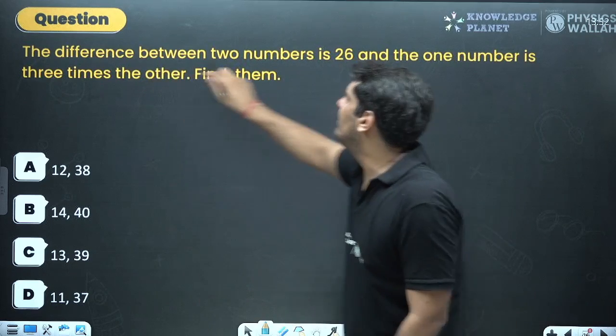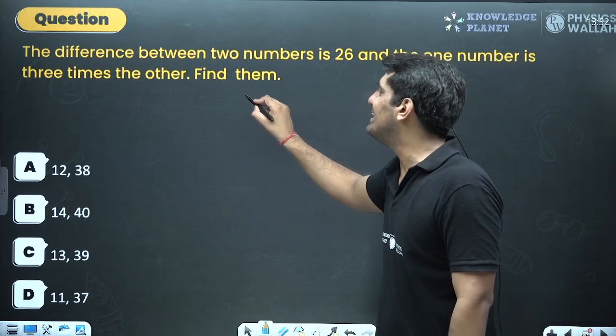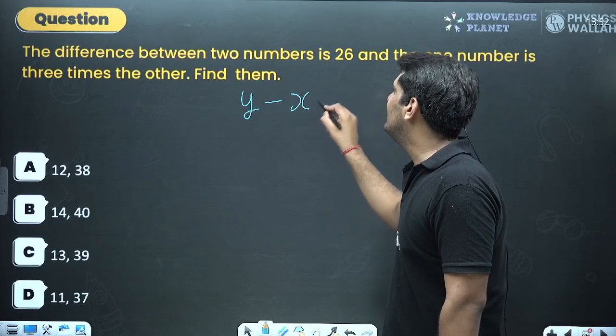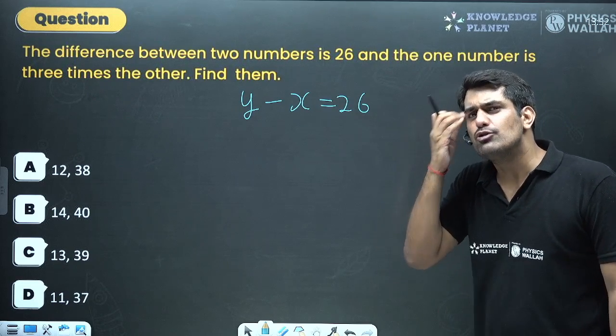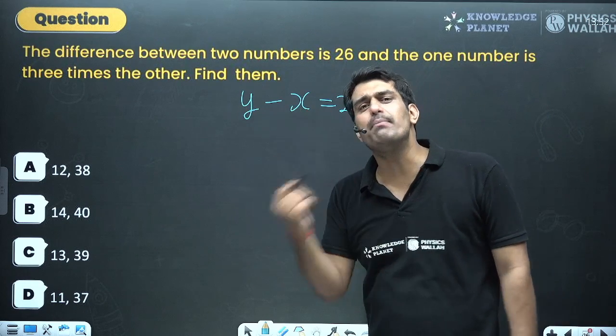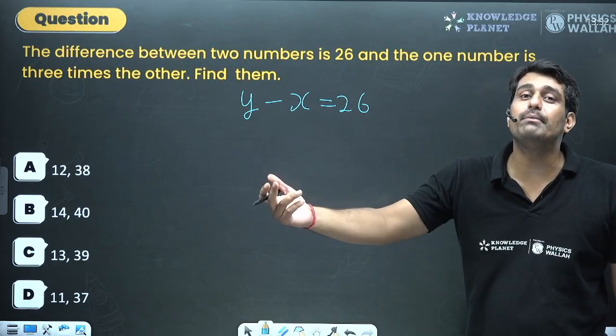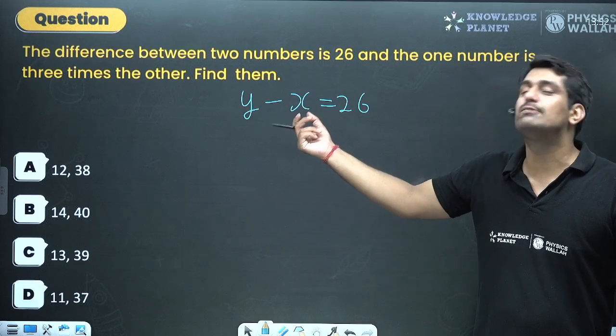The difference between the two numbers is 26. So basically y minus x is equal to 26. Alright, y minus x is 26. So I am subtracting x from y. So which is the bigger number over here? Obviously y is the bigger number. I am subtracting the smaller number x.